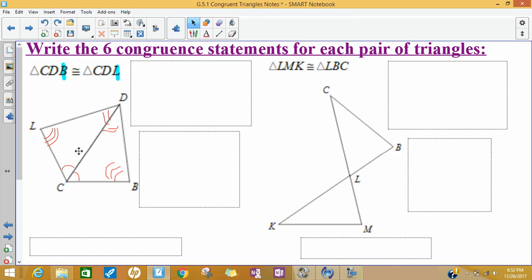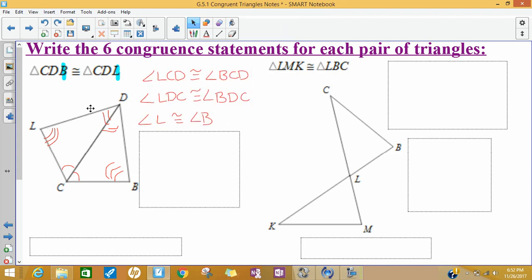But the other two are tricky because C is in both triangles and so is D. So I have to use three letters to name those angles. So I'll call this angle down here LCD. And you can see I can just go last letter, first letter, middle letter. So that means I go last letter, first letter, middle letter, B, C, D. And then LDC, it's kind of like going backwards. LDC is right here. So that one's congruent to BDC.